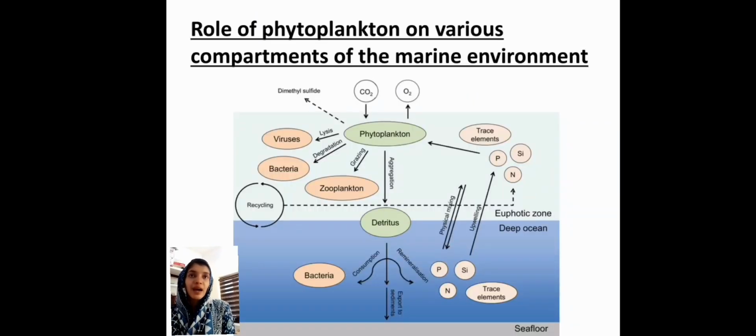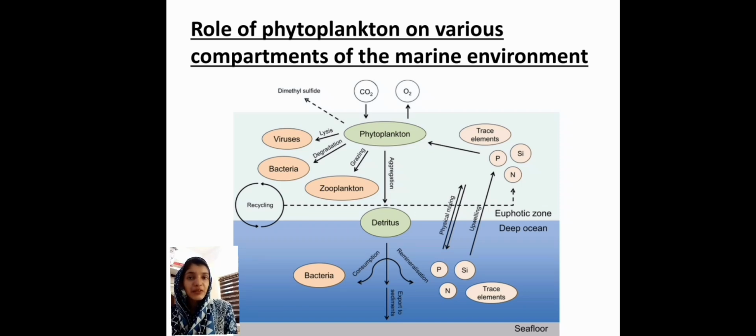So, the next one is the role of phytoplankton in various compartments of the marine environment. So, we can see in the figure, the photosynthetically fixed carbon is rapidly recycled and reused in the surface ocean, while a certain fraction of this biomass is exported as sinking particles to the deep ocean, where it is subjected to ongoing transformation processes such as remineralization, etc. So, phytoplankton contribute to not only a basic pelagic marine food web but also the microbial loop.